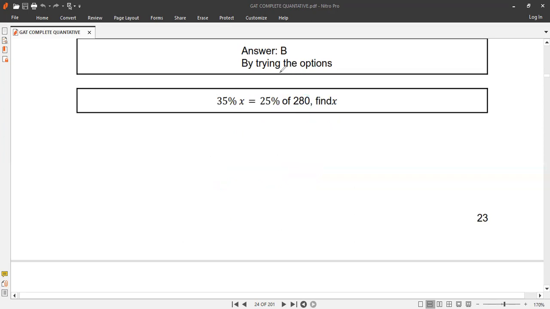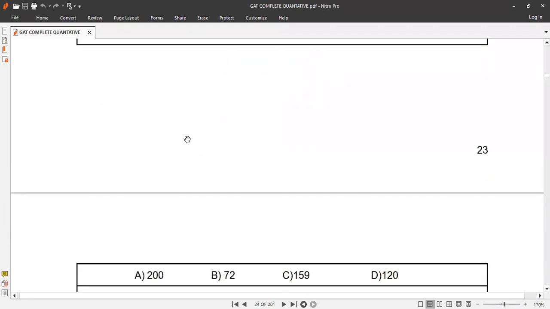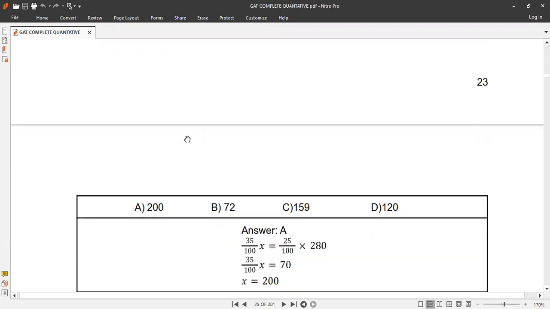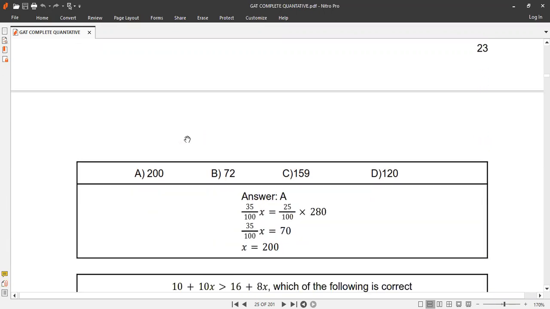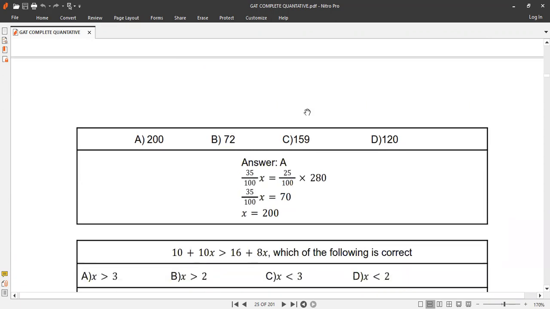So the answer is 200. When you want to find the whole, you need to flip 35%, you write it 100 over 35. Now, other question.